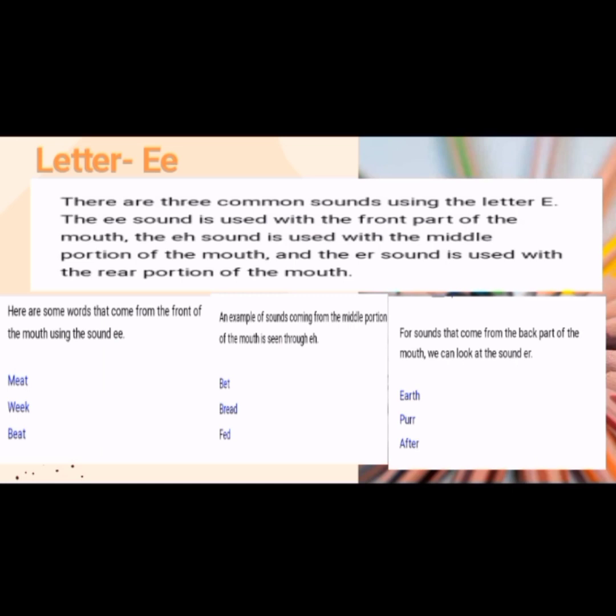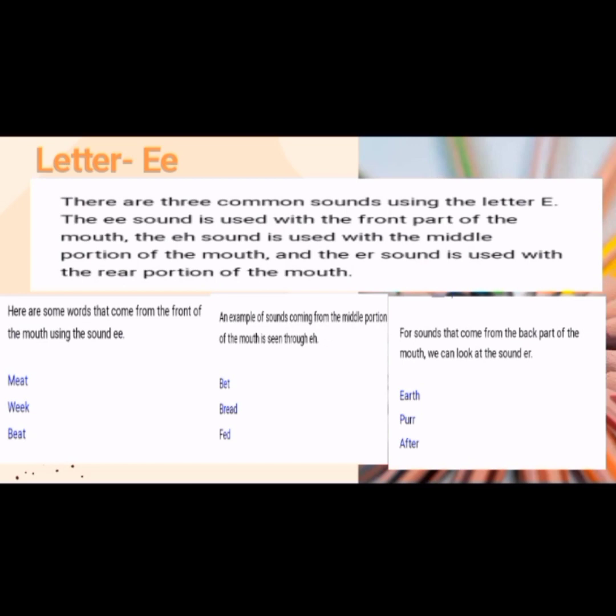The next vowel letter is the letter E. There are 3 common sounds using the letter E. One E sound is used in the front part of the mouth, one in the middle portion of the mouth, and one in the rear portion of the mouth. Here are some words for the front of the mouth.